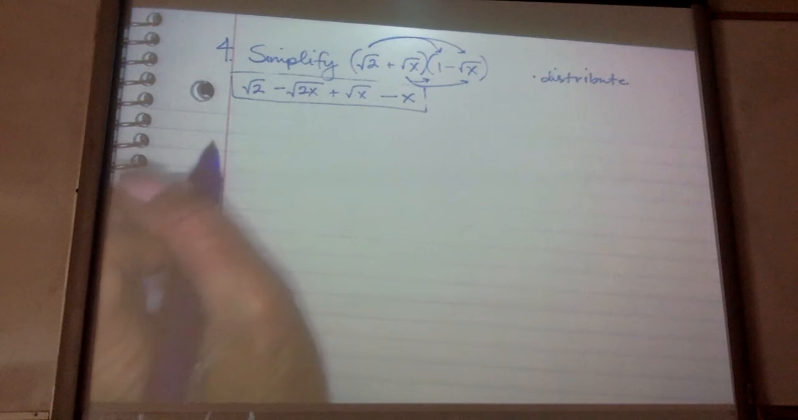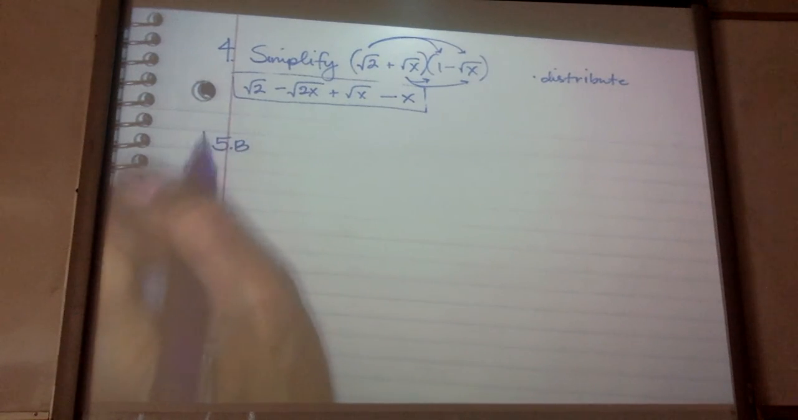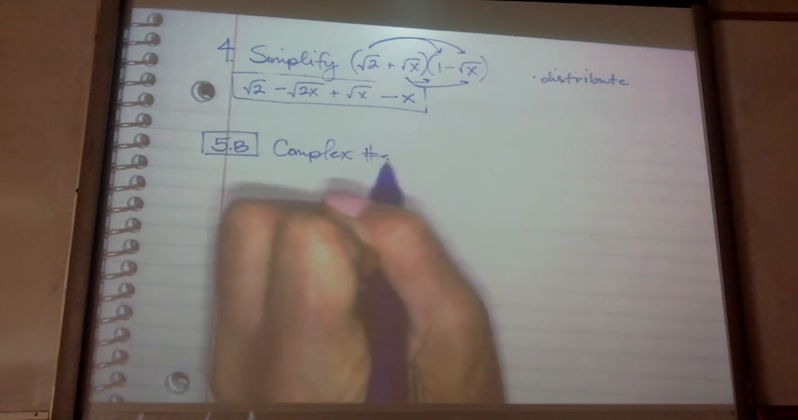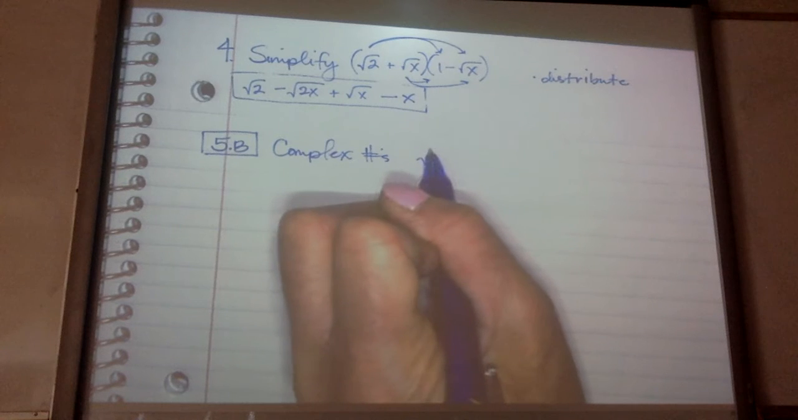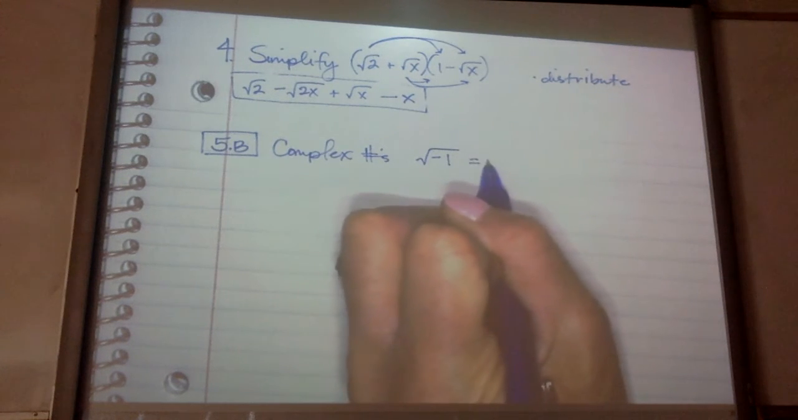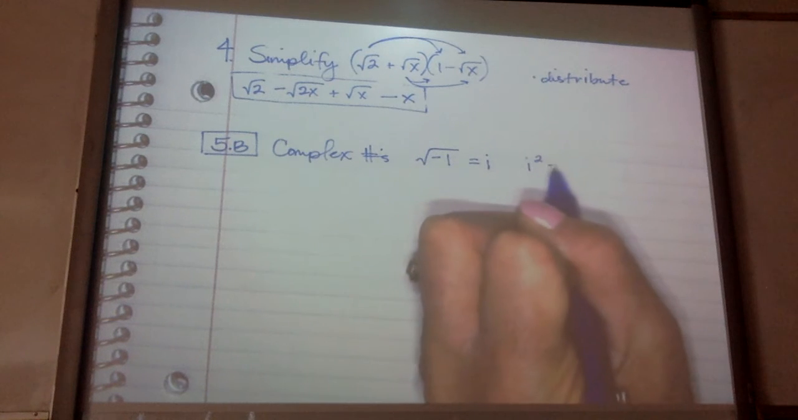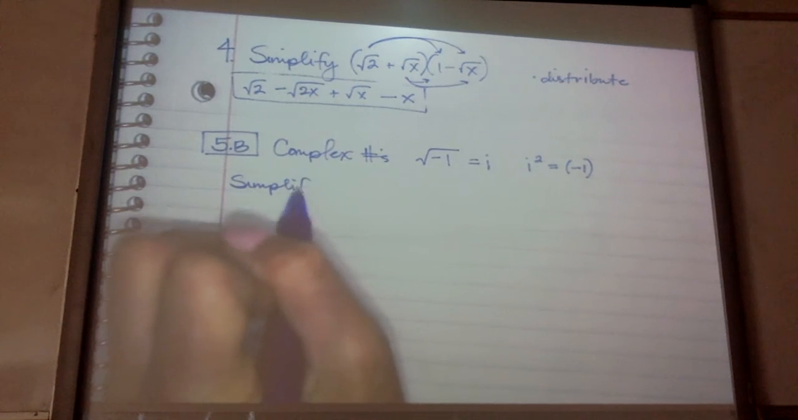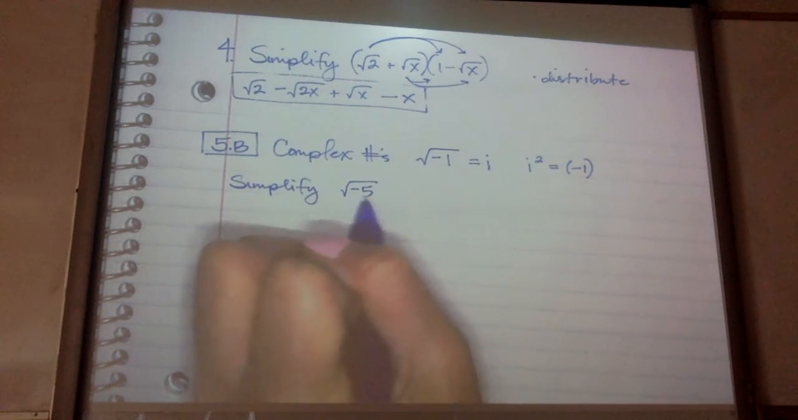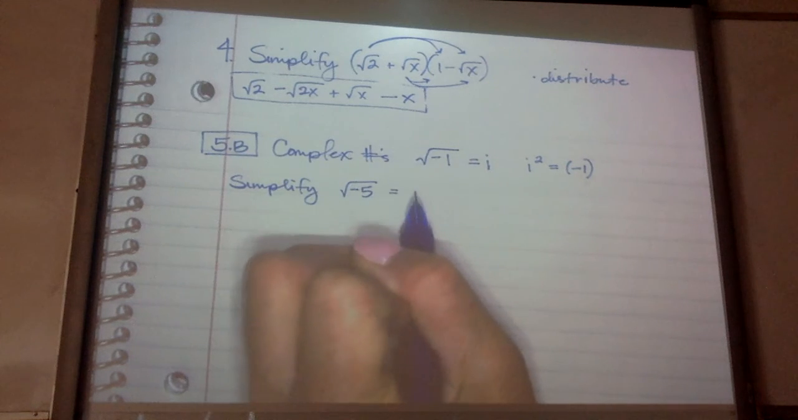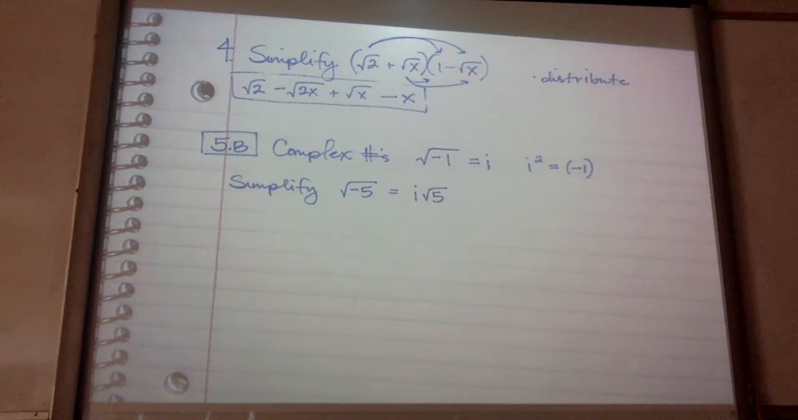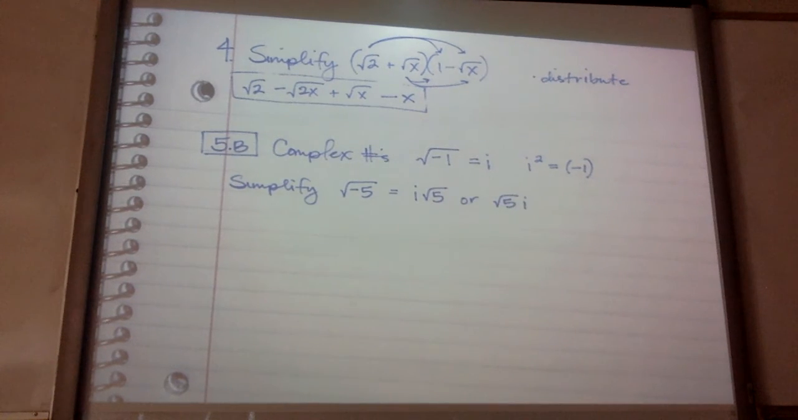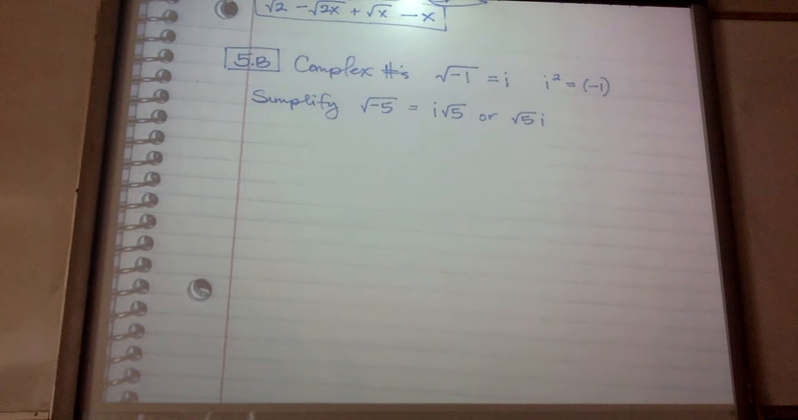Moving on to 5.B, a review of complex numbers. So let's review. The imaginary unit is the square root of negative 1, which equals i, and I know that i squared equals negative 1. So if I wanted to simplify the square root of negative 5, the negative becomes i, and then I have root 5. Another way to write that is root 5 i, but make sure that the i is not inside the square root symbol.